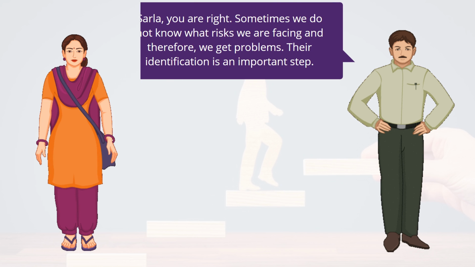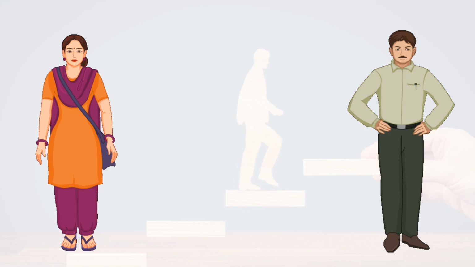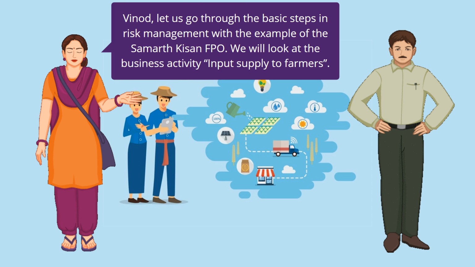Sarla, you are right. Sometimes we do not know what risk we are facing and therefore we get problems. Their identification is an important step. Vinod, let us go through the basic steps in risk management with the example of Samarth Kisan FPO. We will look at the business activity input supply to farmers.